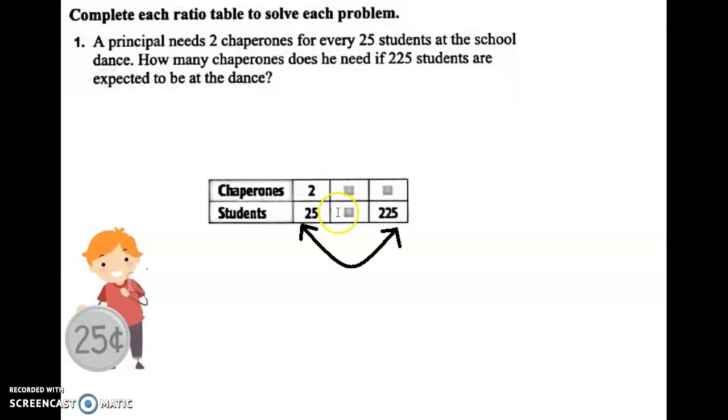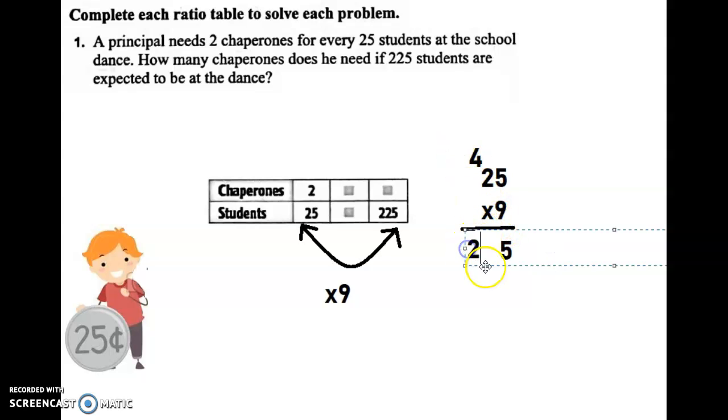And so what I'm going to do here is say I'm multiplying by 9. And I can even check over here. If I put 25 times 9, does this make sense? Does it equal 225? Well, 9 times 5 is 45. Bring my 4 up here. 9 times 2 is 18, plus 4 is 22, which is 225. So yes, I'm going to multiply this by 9 to get 225.